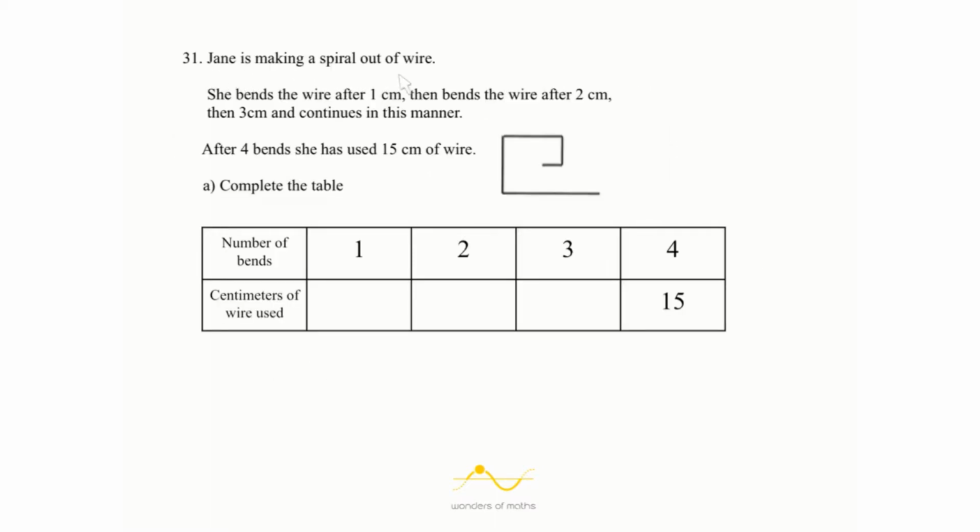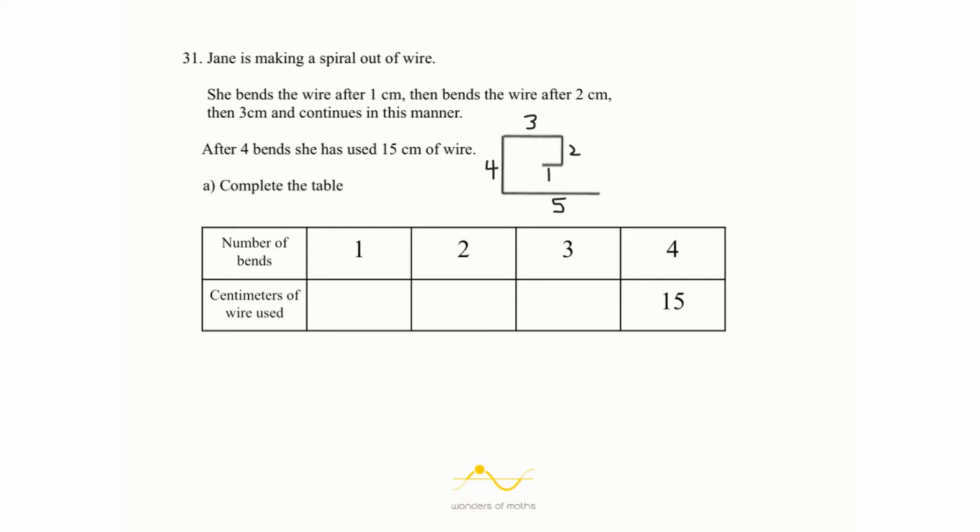Jane is making a spiral out of wire. She bends the wire after 1 centimeter, then bends the wire after 2 centimeters, then 3 centimeters, and continues in this manner. After 4 bends, she has used 15 centimeters of wire. We then have to complete the table. The first thing we're going to do is annotate the diagram that we've been given in the question. So we know that she bends the wire after 1 centimeter, then 2, then 3, then 4, and then 5.